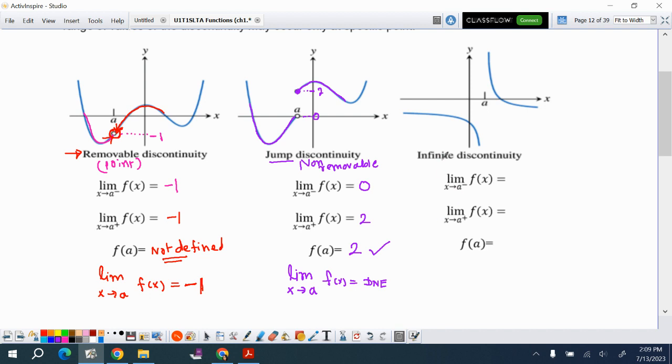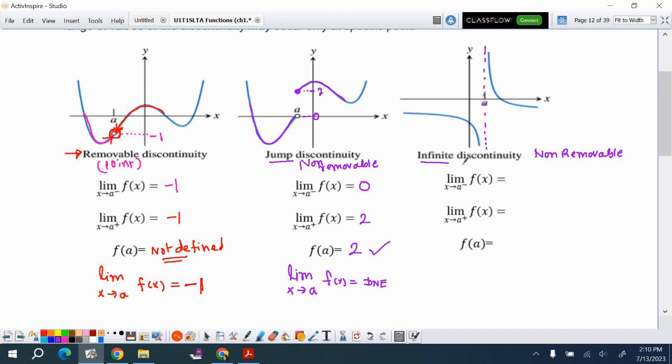Third type of discontinuity is called infinite discontinuity, which has a vertical asymptote. So this is easy to spot. Wherever there is a vertical asymptote is infinite. This is also called non-removable because you cannot remove the asymptote. Sometimes students use the word jump discontinuity, which is not true. Jump is for smaller jump. You cannot jump from negative infinity to positive infinity.